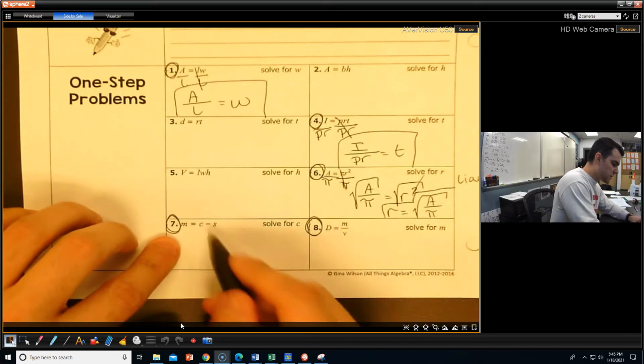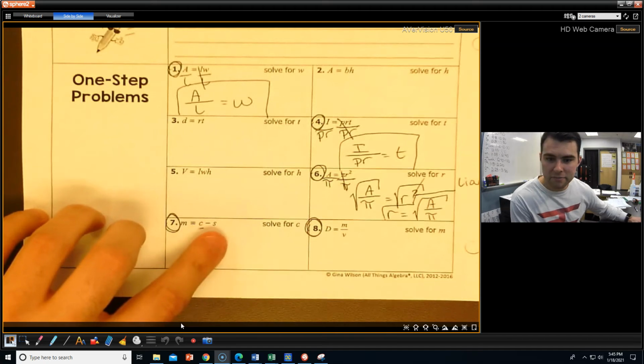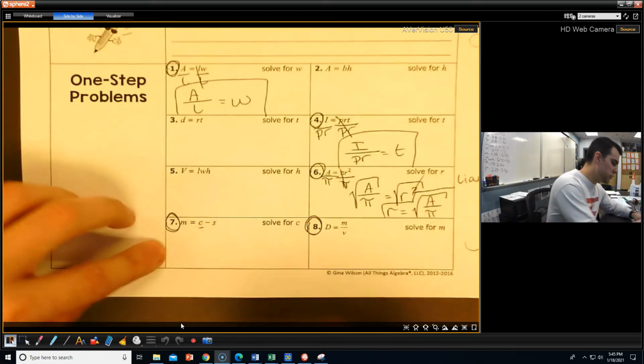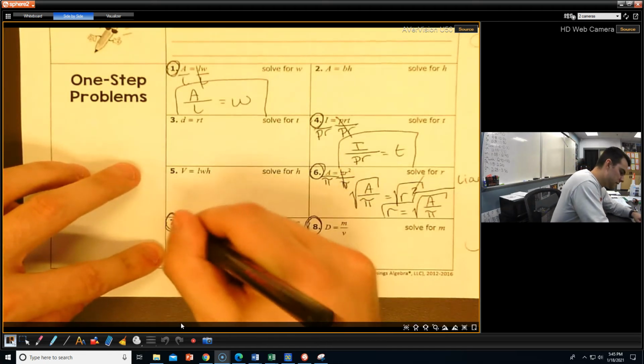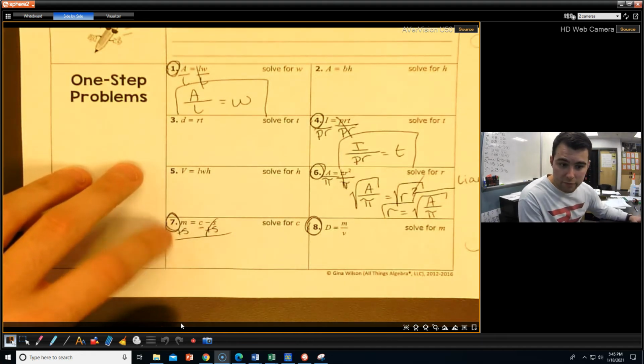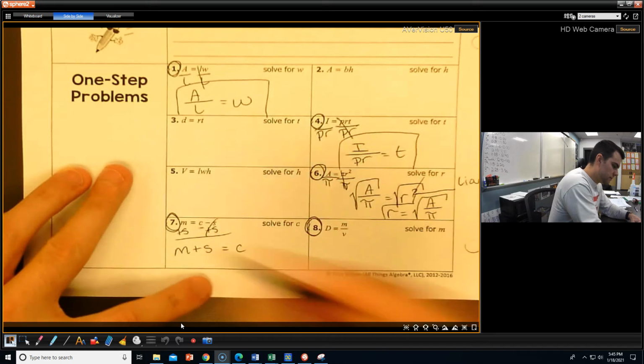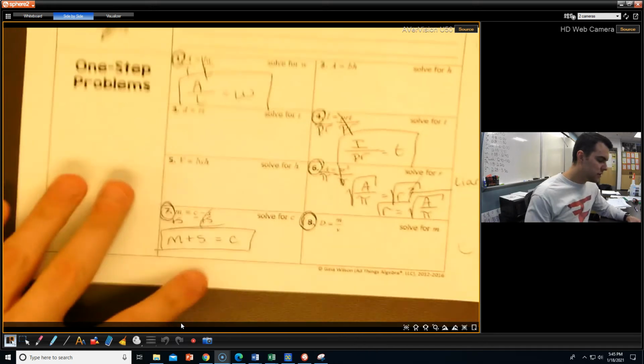All right, let's look at 7 and 8. In 7, we want to solve for C. We have to get C by itself. I have to get rid of this minus S, so the opposite is to add S. The S's on that side will cancel, they're opposites. I get left with M plus S equals C. We're done. That is everything we need to do for that.